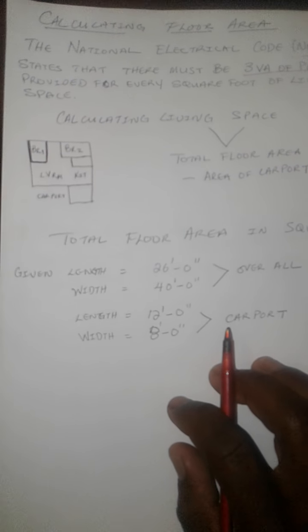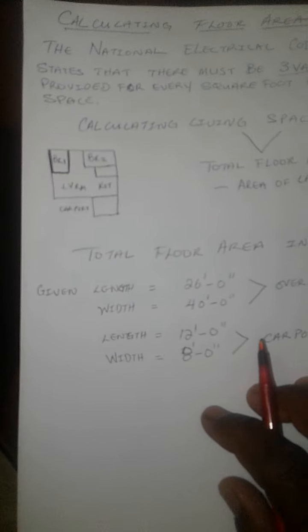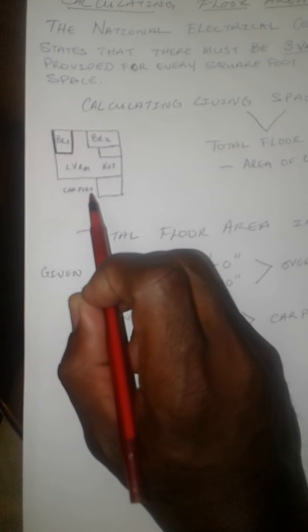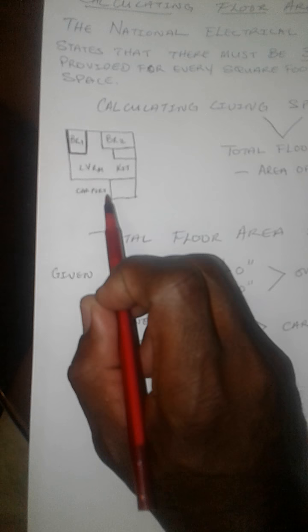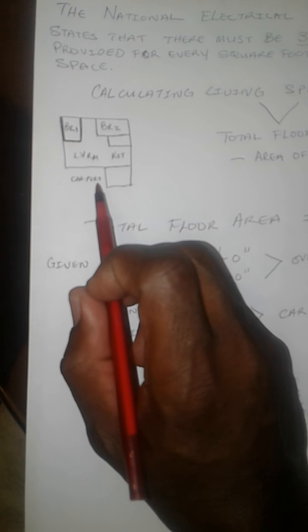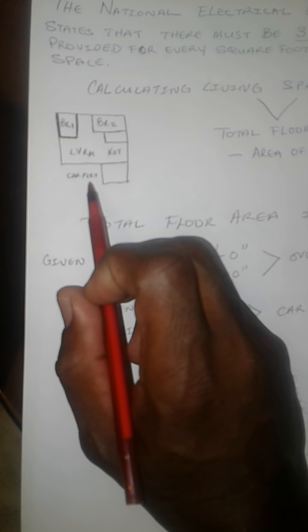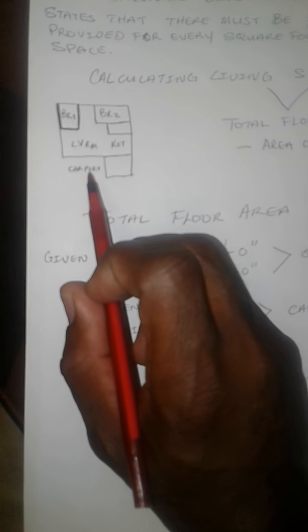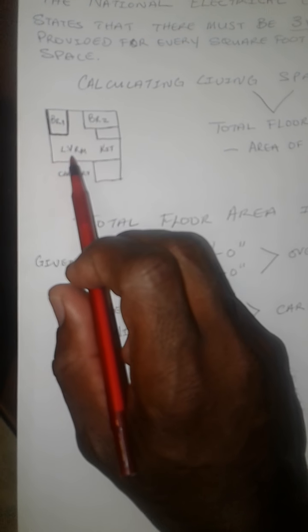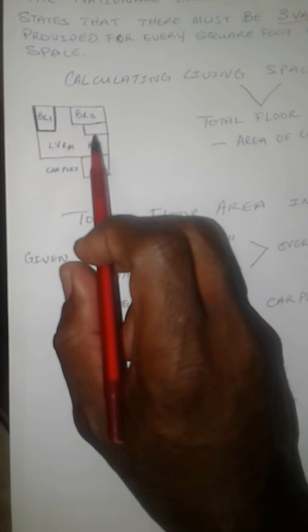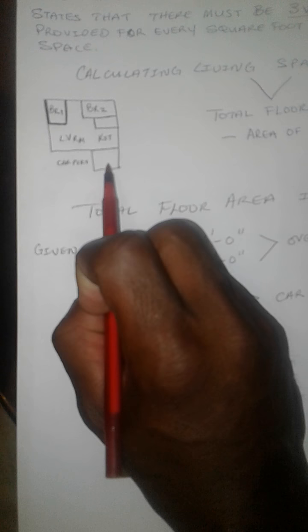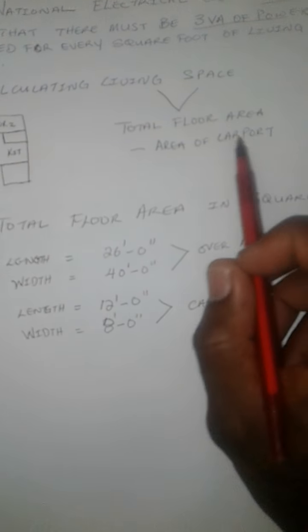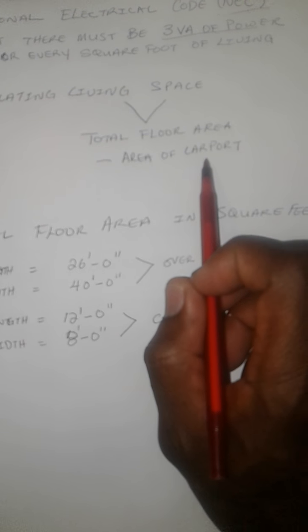Now, how do we calculate living space? Let's look at this illustration here of a floor plan of a 2-bedroom apartment. Just labeling a few areas, you will see here a carport, 2 bedrooms, living room, kitchen, and probably a bathroom would be here. This space could be a washroom.